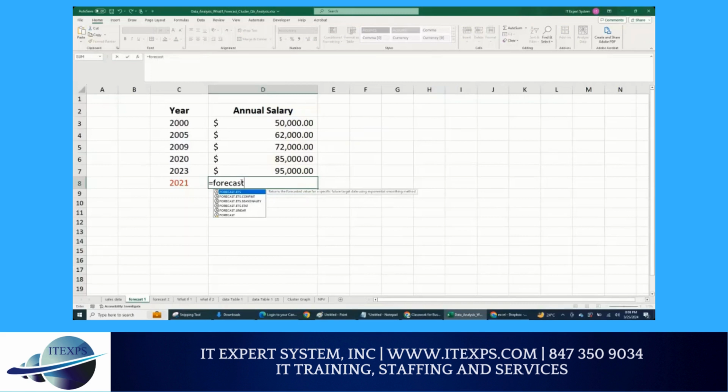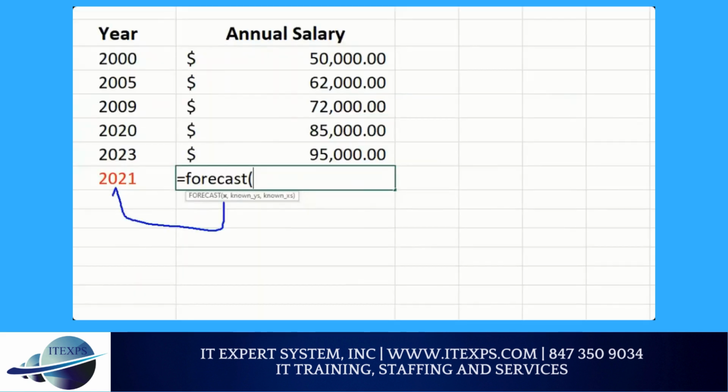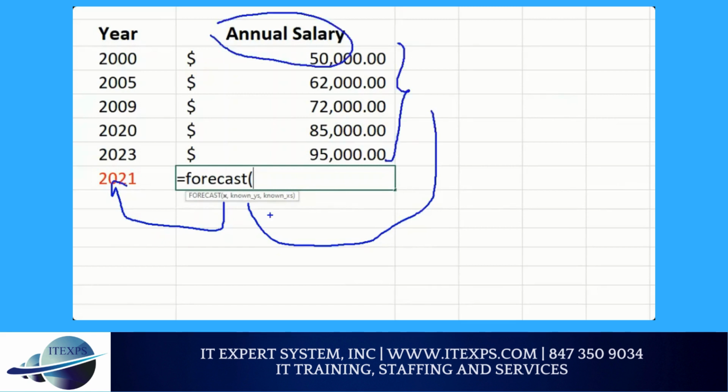In parentheses, you can read now carefully. It's the X. So this is your X. Known Y, which is this one, known Y. Y is always dependent, right? Y is dependent. Known X, and this is your known X. Make sense? Once we put it, you will get the forecast for this value.